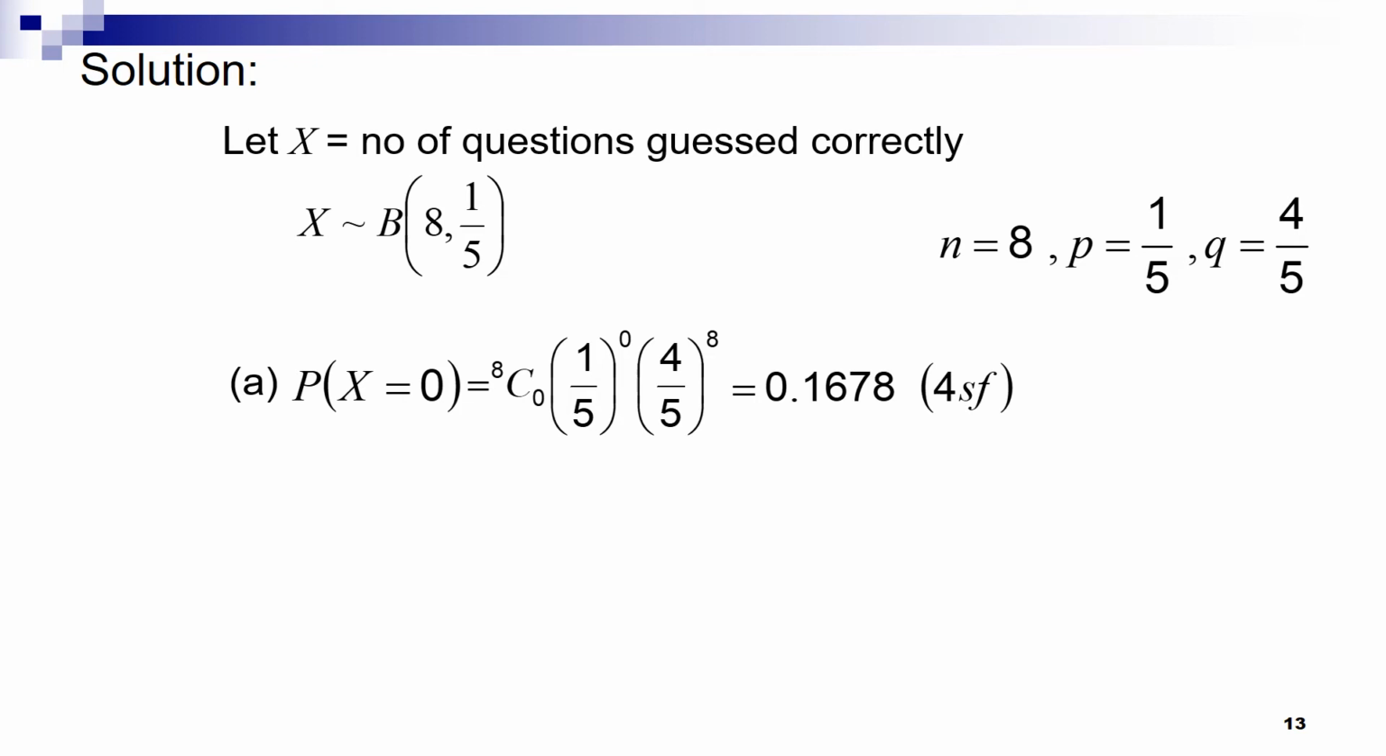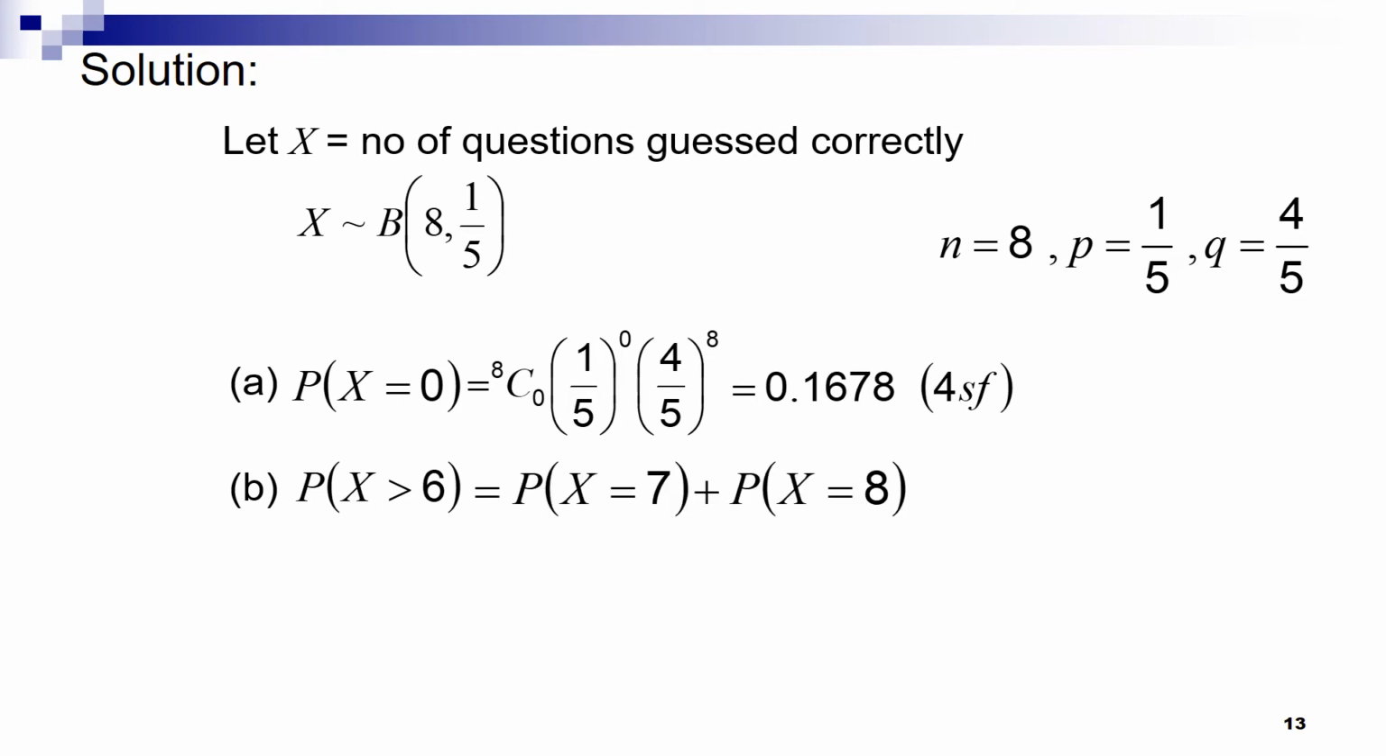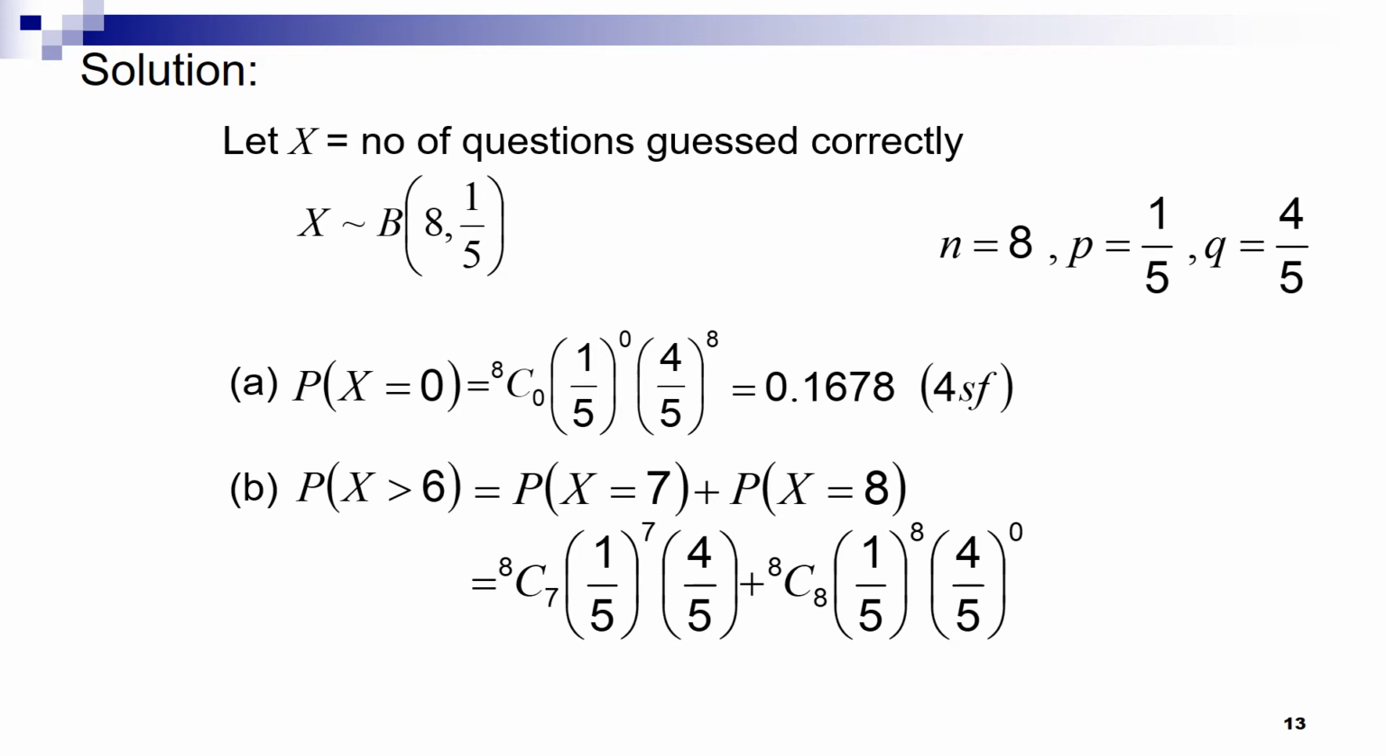Okay, part B, the students will get more than 6 questions correct. So we have P(X greater than 6), so we have P(X = 7) plus P(X = 8). For P(X = 7), your r is 7, so substitute your r as 7. So you have 8C7, 1 over 5 to the power 7, 4 over 5 to the power 1, plus 8C8 times 1 over 5 to the power 8 times 4 over 5 to the power 0. And you have 0.000084448.